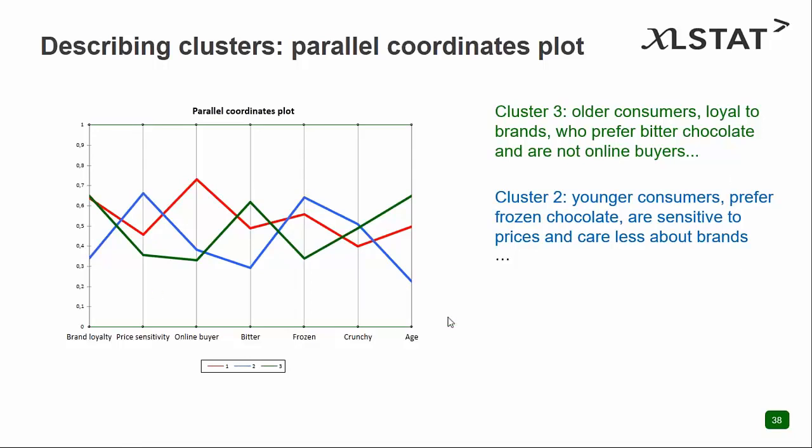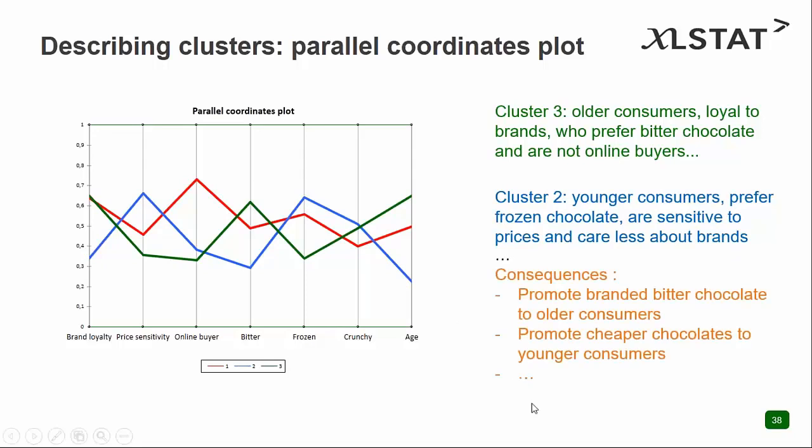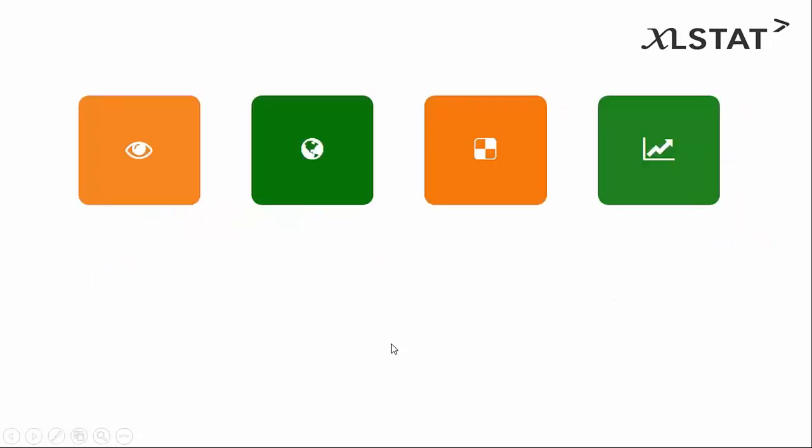So out of this, what can you decide marketing-wise? You can promote branded bitter chocolate to older consumers and promote cheaper chocolates to younger consumers, chocolates that are not really branded. There are many, many things that can be decided out of this kind of representation.